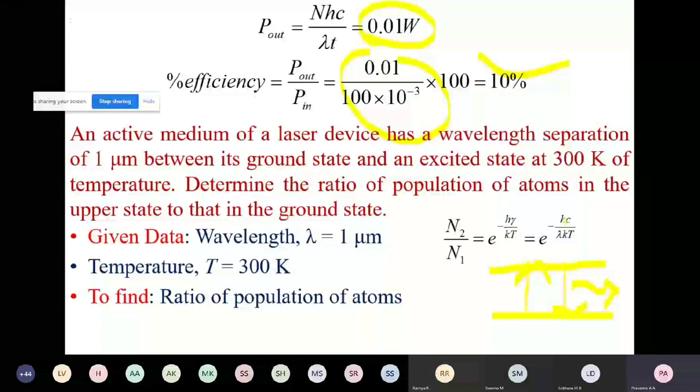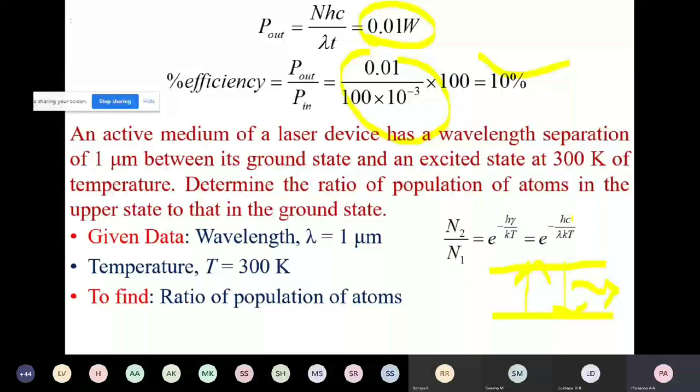H, 6.625 into 10 power minus 34. C, 3 into 10 power 8. Substitute all values and get this answer, 1.365 into 10 power minus 21. It is a unitless quantity because it is a ratio of numbers.